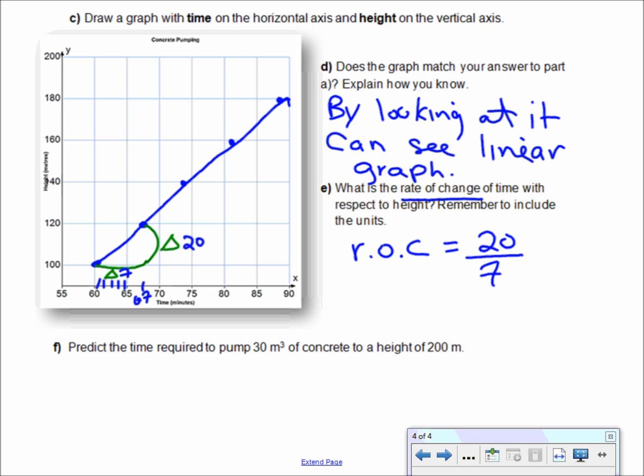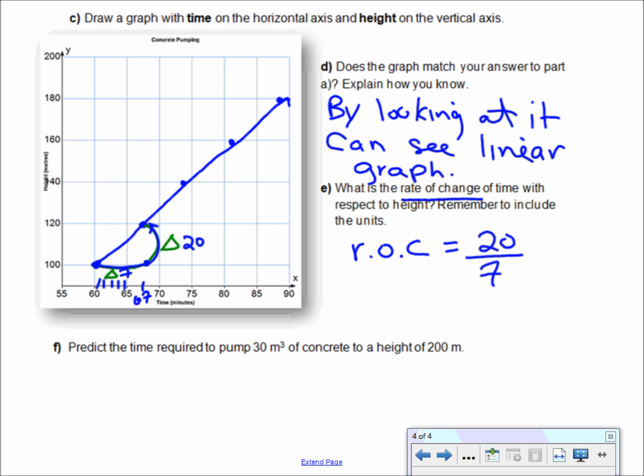Okay, rise over run, right? How much am I rising from one point to the next? I'm rising from 100 up to 120, so I'm rising by 20. How much am I running from one point to the next? I'm running from this point over 7. Okay? Depends how your teacher would have taught it, if you would have heard rise over run or rate of change, depending.